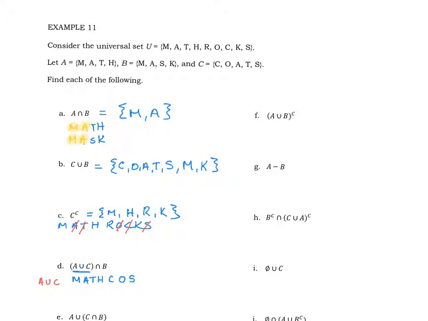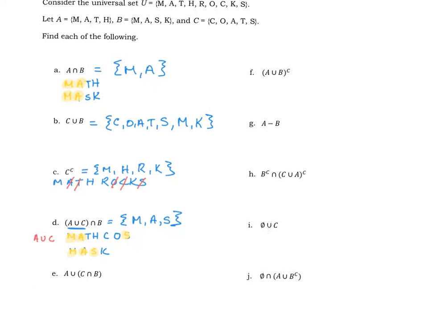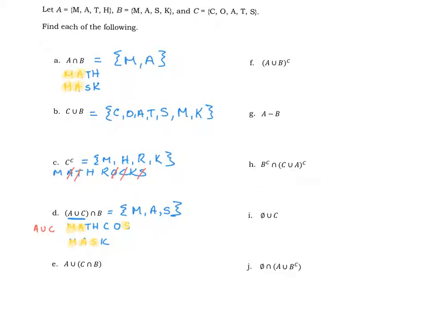Okay, and then set B has elements M, A, S, and K. All right, so now we want the intersection, right? So let's see what elements we have in common. So we have the M, the A, and then the S. And it looks to me like that's all we have in common. So let's list those elements now. We have M, element A, and element S. Okay, let's just move this up just a tad.